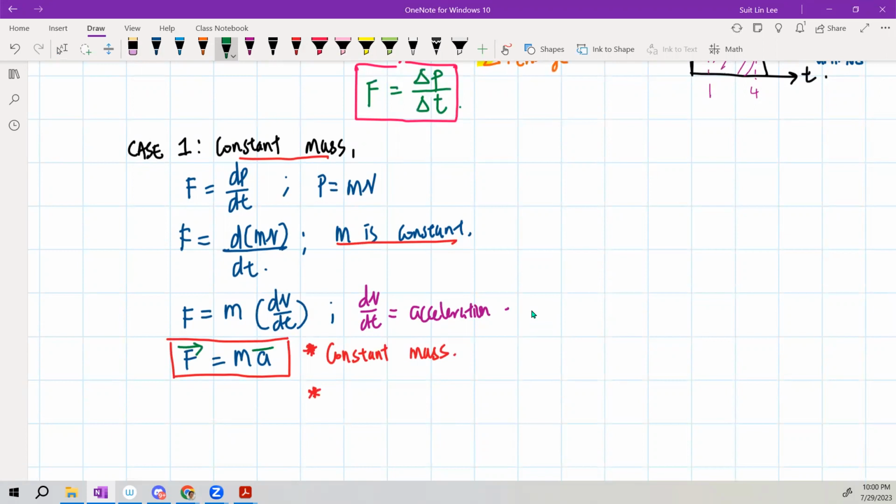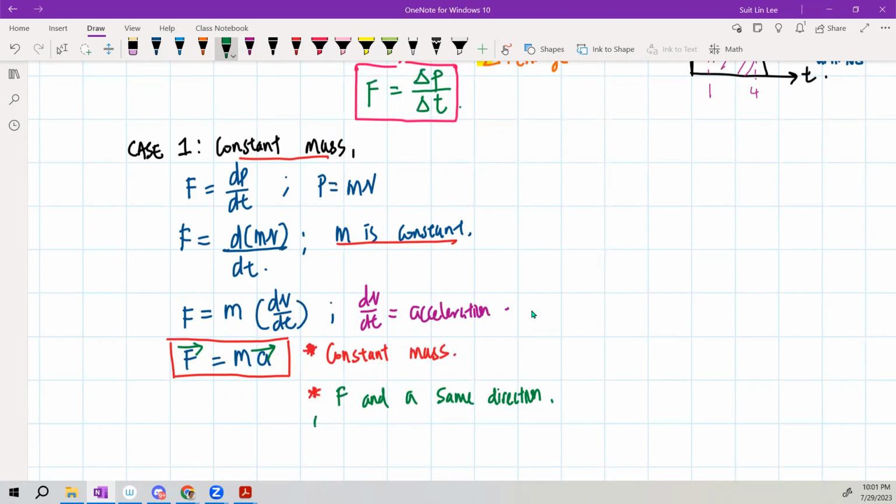F is a vector, a is a vector, so F and a are always in the same direction. If you pull to the left, obviously the acceleration will be to the left. Okay, so F and a are in the same direction. It has nothing to do with velocity. It will change the velocity, but the direction of F and a does not depend on the velocity. The change in velocity depends on the direction of F and a. Okay, so F and a are in the same direction.